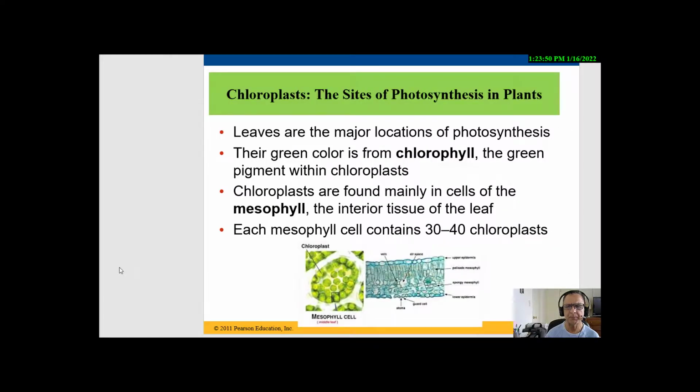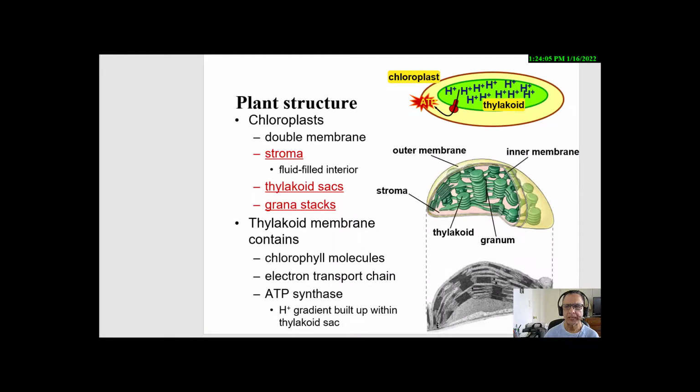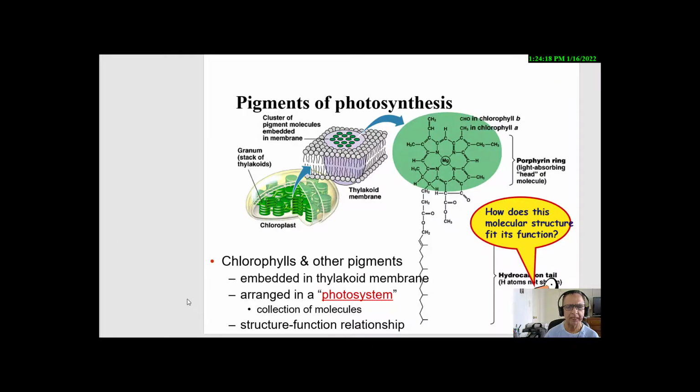Alright, so in the mesophyll layer is a bunch of chloroplasts. Each mesophyll cell contains 30 to 40 chloroplasts, so you can imagine how many chloroplasts are there in a leaf. Again, the stacks are known as the thylakoid stacks and grana, and the surrounding area is called the stroma, which is the matrix. Okay, and then embedded in those membranes are the photosystems.